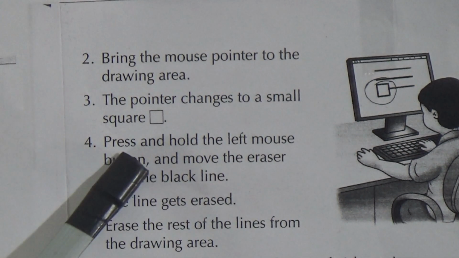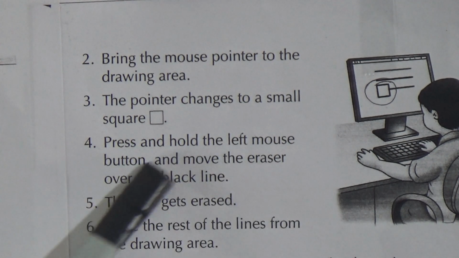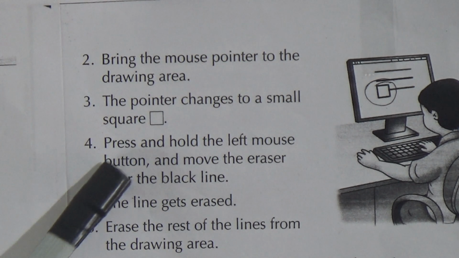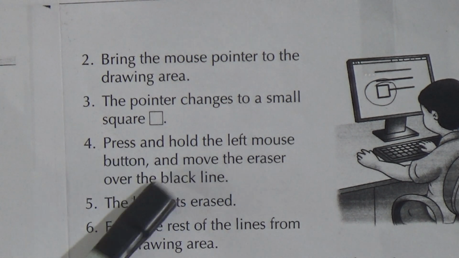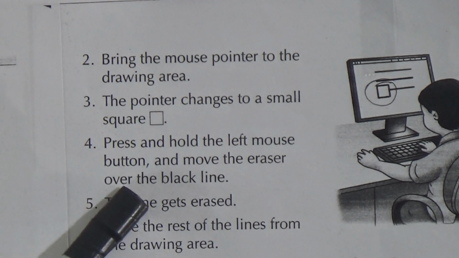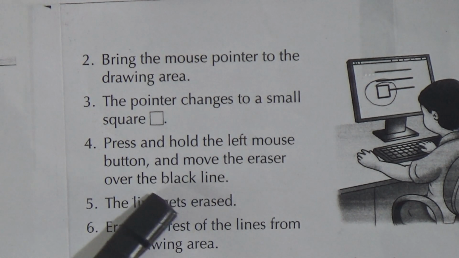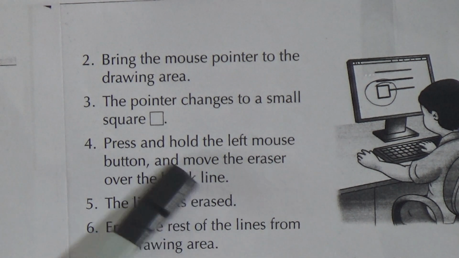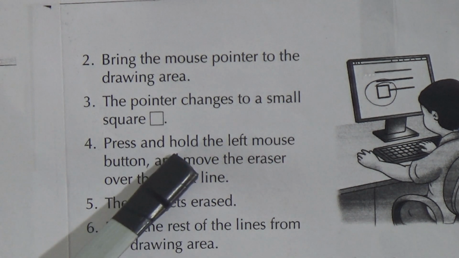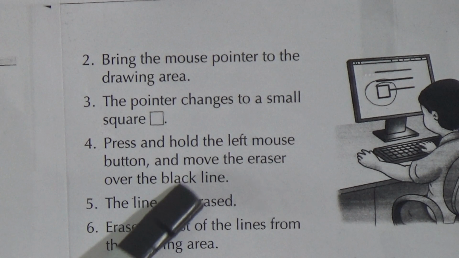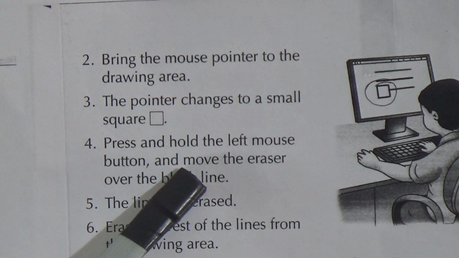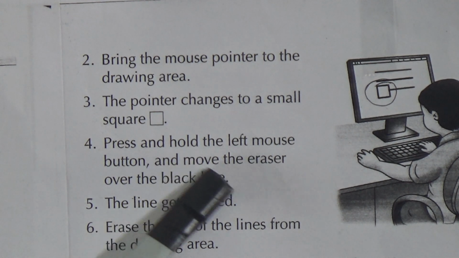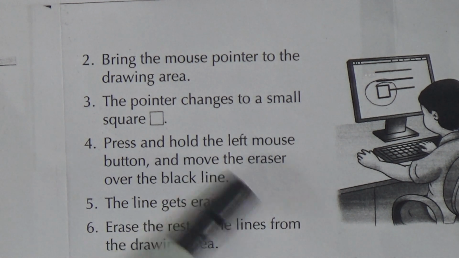Number 4, press and hold the left mouse button and move the eraser over the black line. So now you will press and hold the left mouse button and you will move the eraser on the black line. If you want to erase the black line, you will move the eraser over the black line, and if you want to erase the blue line, you will move the eraser over the blue line. Just like this, you will erase your drawing or lines from the drawing area.